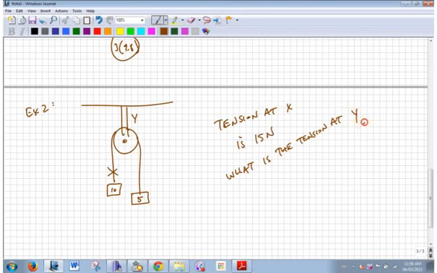This is one of these maybe borderline common sense questions, but sometimes common sense takes a back seat. Here. Tension at X, okay, oh there's X, is 15. What's the tension at Y?